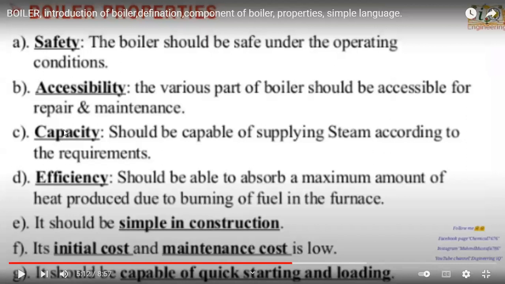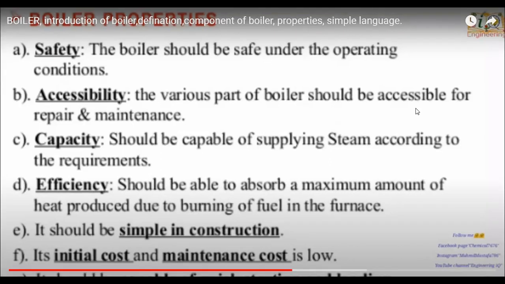So students, here we can see the main or important properties of the boiler, which are essential and very important for the processing of a boiler. The first case: because the boiler is operating at very high temperature and very high pressure, the chances of accident in the boiler industry or power plant industry are much higher. So we must focus on safety. The boiler should be safe under the operating condition.